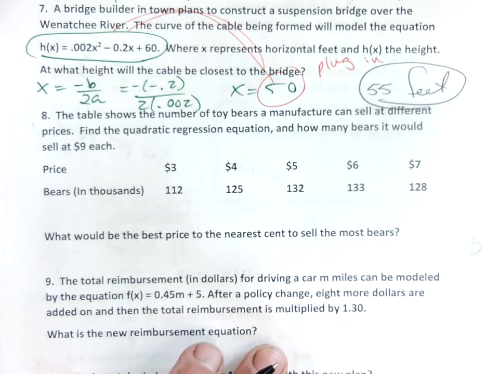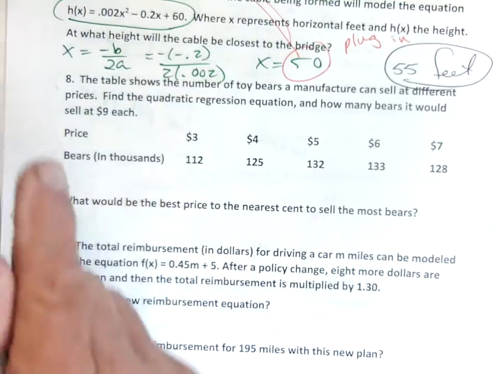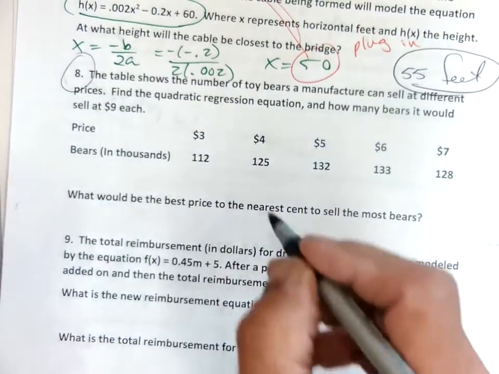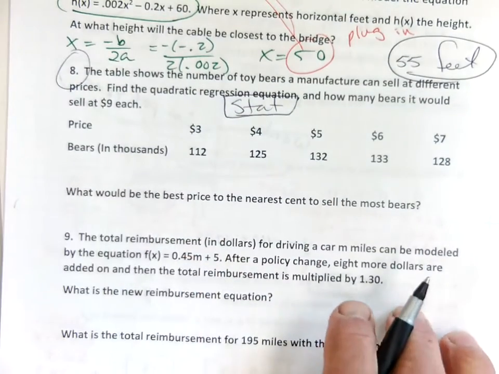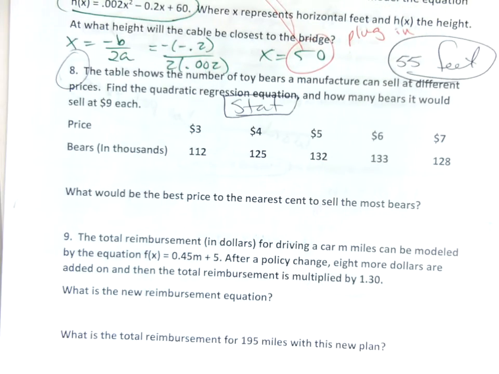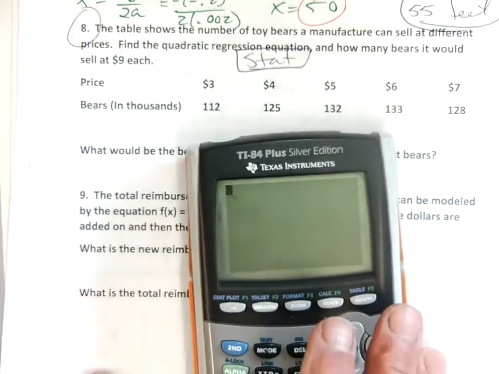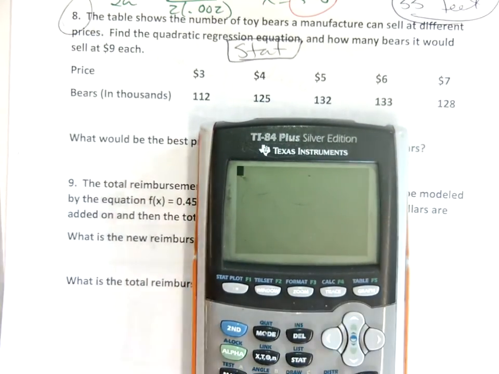How am I doing? Now number 8 is what we did yesterday. So we're going to let the calculator do it, and we're going to find the stat button. Remember how we did this yesterday? If you weren't here yesterday, I'm going to go through it slowly. We did the stat button before, but with linear. Yesterday, instead of linear, we did the quadratic.